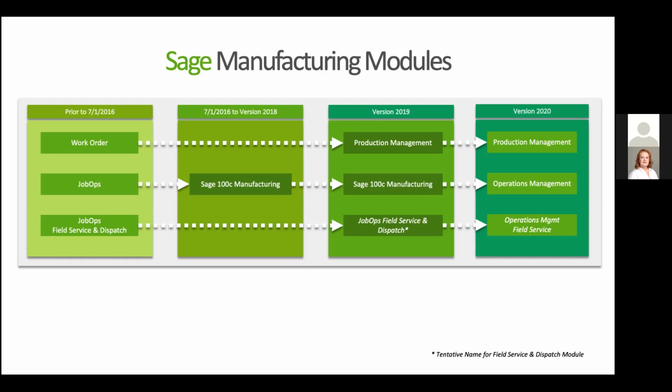Please, stay in touch with your Vracus rep to stay on top of those compliancy dates, but you can stay on work order for a few more years from what I understand. Job Ops moved to Sage 100C manufacturing, stayed Sage 100C manufacturing for a year or two, and then is now operations management. And then your Job Ops field service and dispatch is now operations management field service. Appreciate everybody sitting through that.